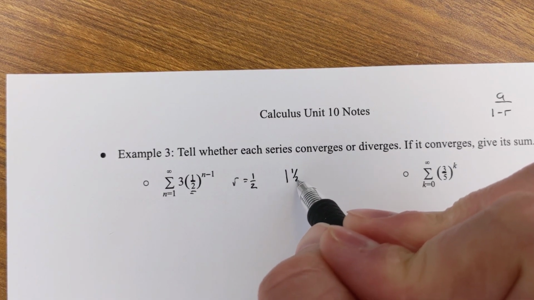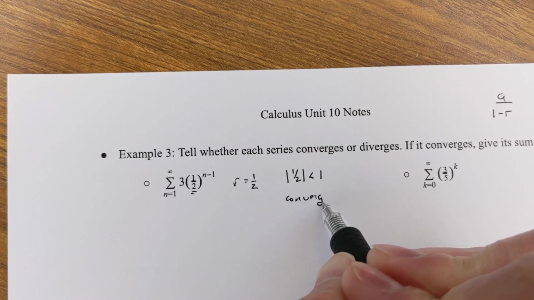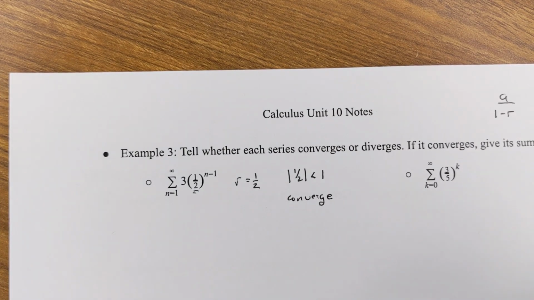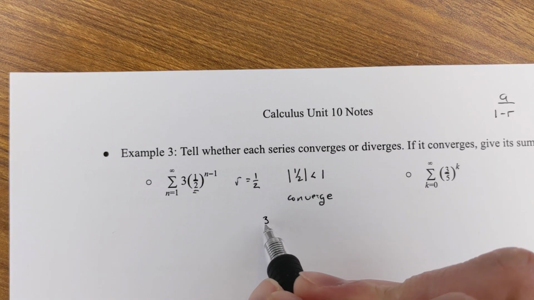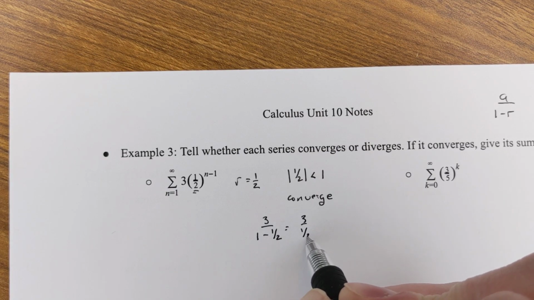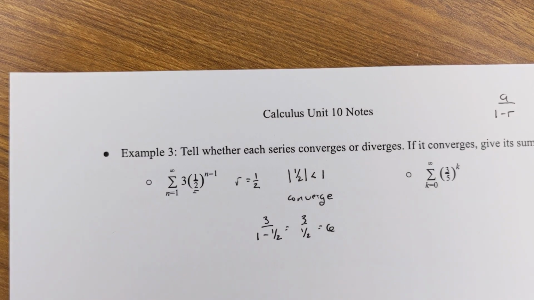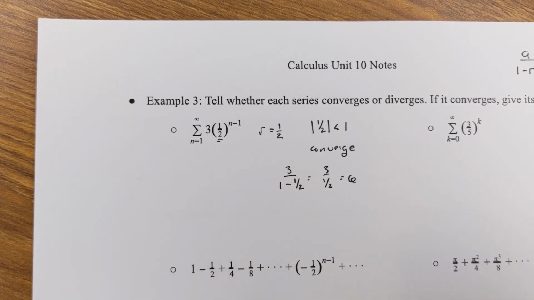The absolute value of 1/2 is less than 1, so this will converge. In order to get the sum, I need to look at my values. So for this one, our a is 3, r is 1/2, so this will converge to 3 over 1 minus 1/2, which is 3 over 1/2, which is 6. So this series will converge to 6. Which way do we want to go? We'll go down.